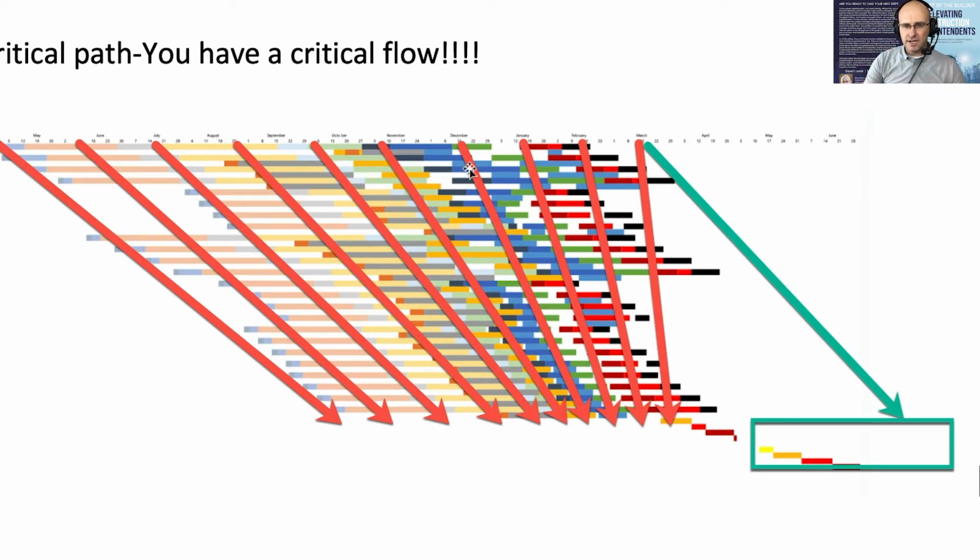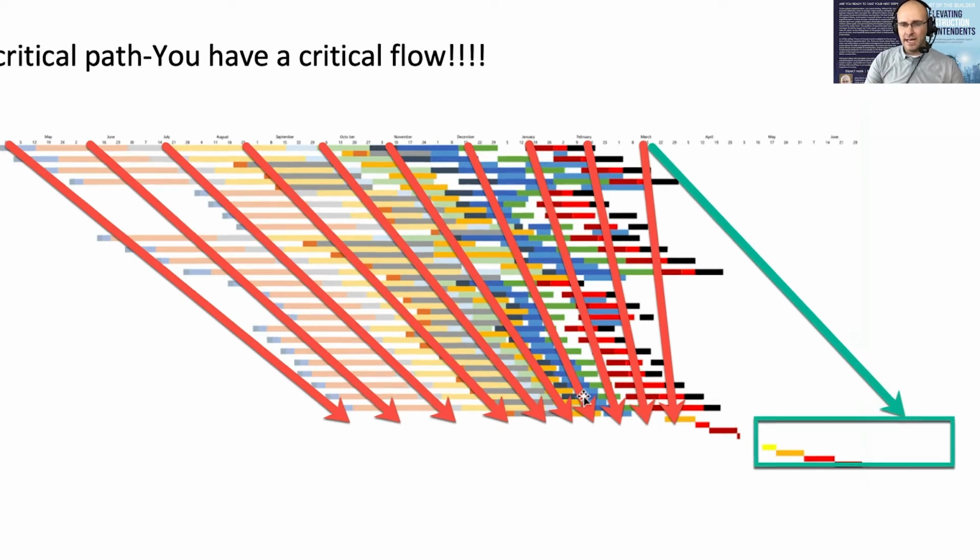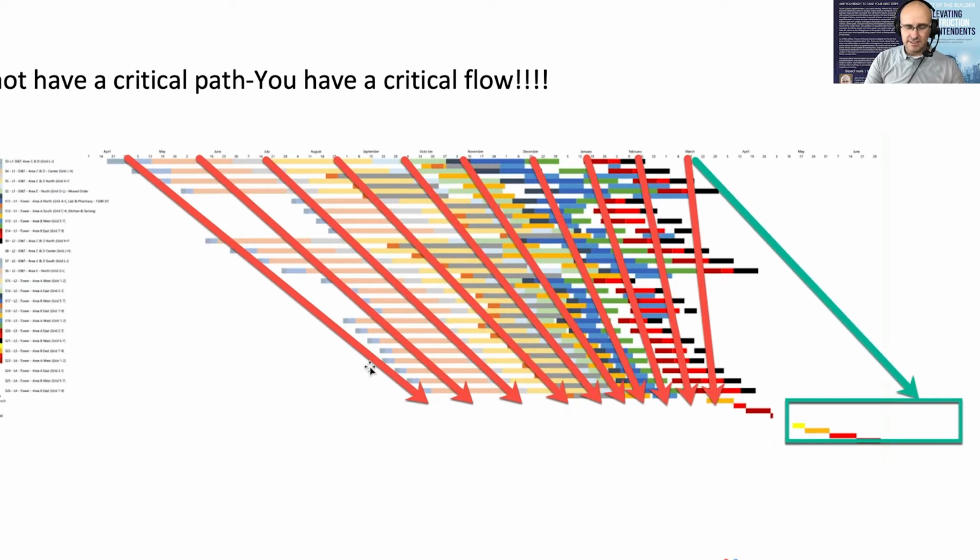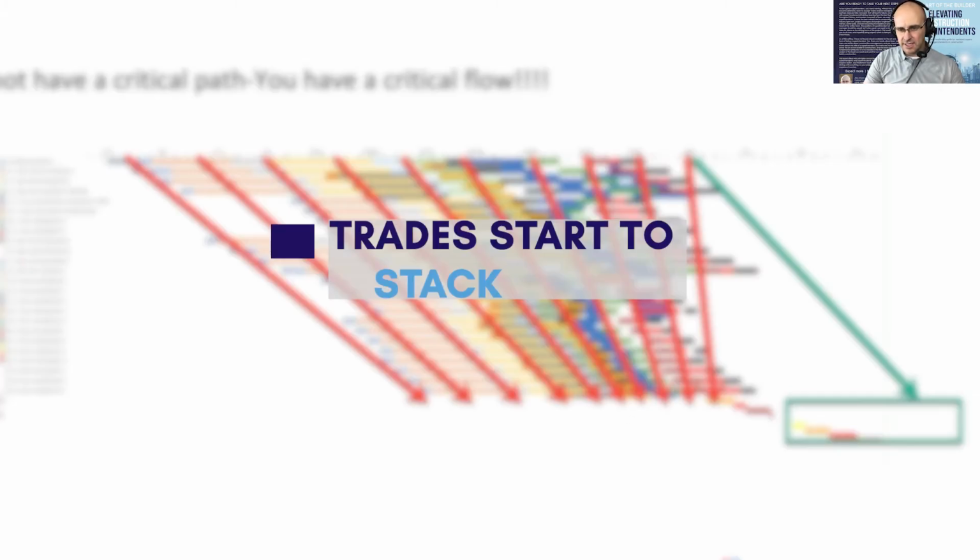These colors behind on this map represent, from a CPM schedule, the color of the trade performing that work for an interiors phase of work in a building. And what you can see is here at the beginning, they had decent flow. As you get down through the phase, it doesn't have flow, and you see that trades start to stack.